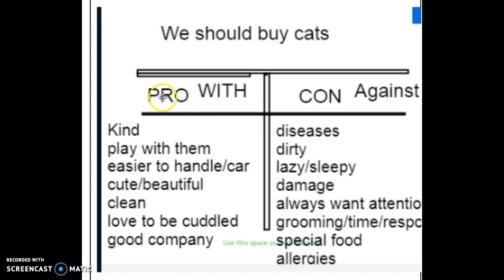And you have one side which we call pro, and then the other side called con. With the pros, we also can say you're with the topic. So in this case, you agree that people should buy cats, or you can be con, against the topic. So you think you're going to argue why people should not buy cats. And a T-chart is really great for just getting your ideas.